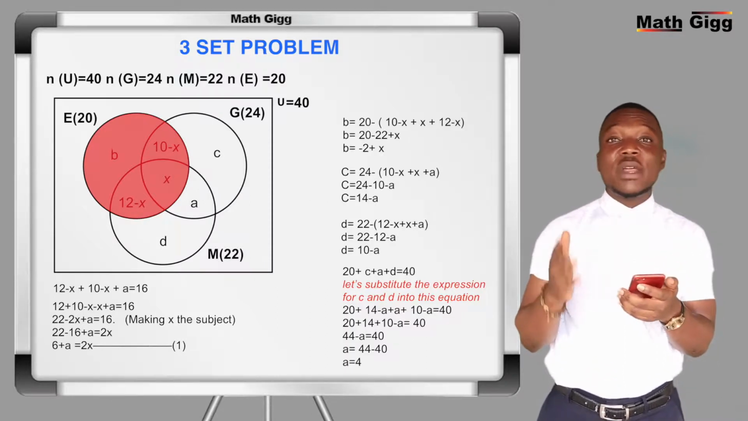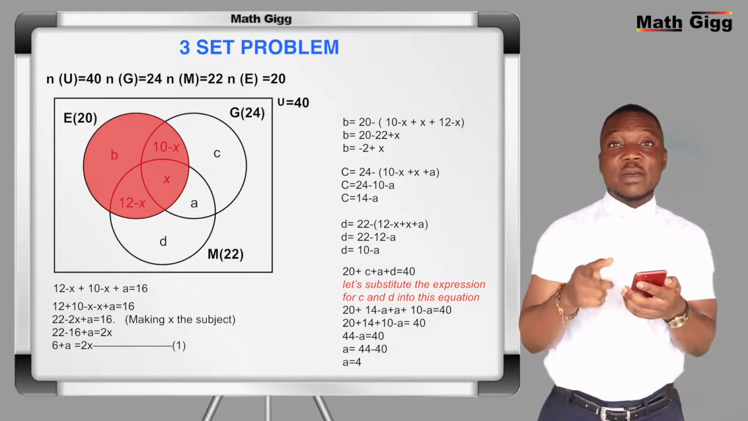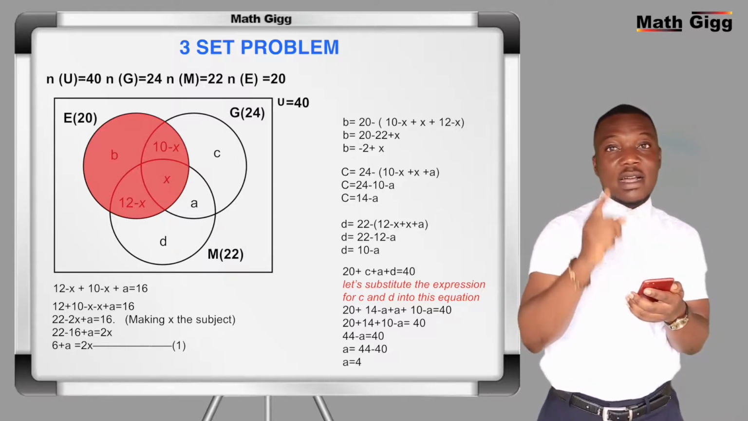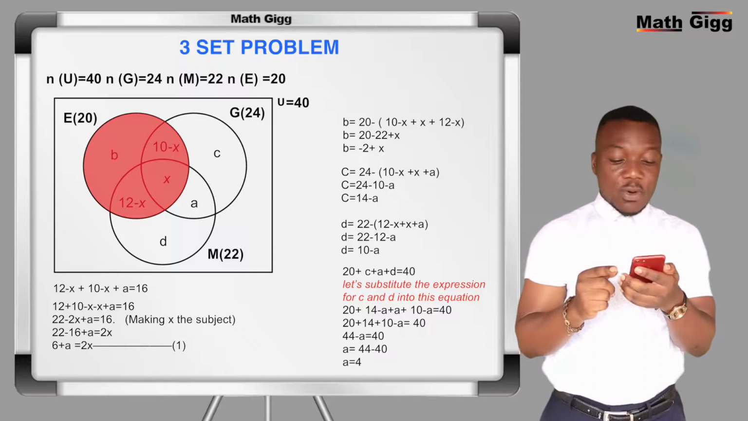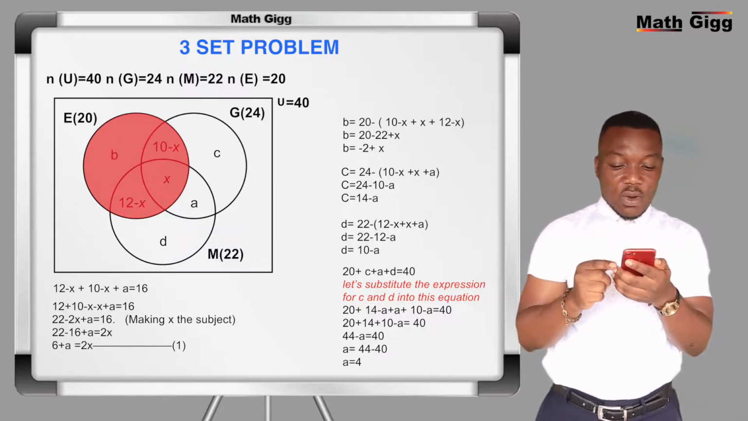Now, it means we are really getting the answers now. We've gotten one of them, A is equal to 4. I told you we are on track. Relax, the answers are going to pop up. Now, to find the values of x.